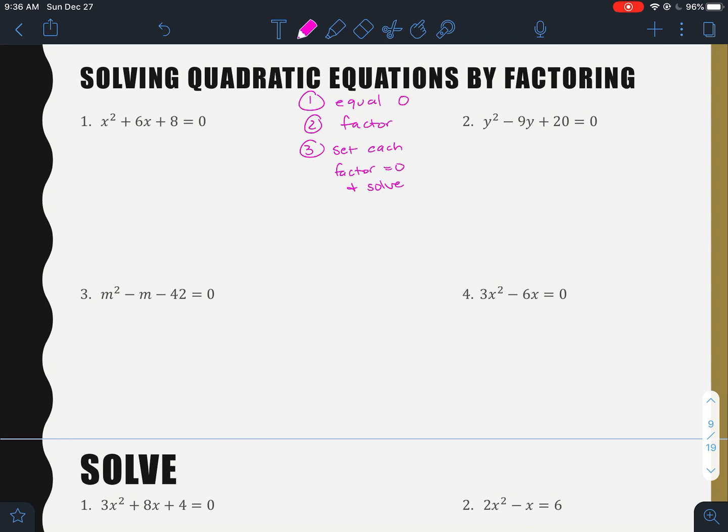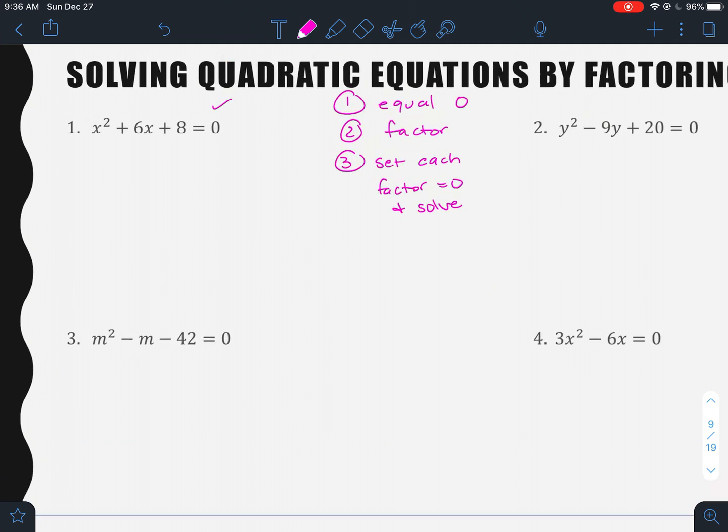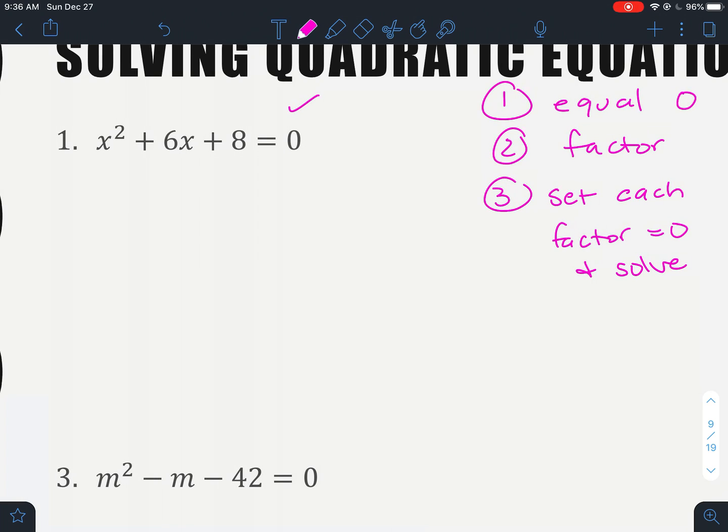So in number 1, x squared plus 6x plus 8 equals 0. One side equals 0, so we're good. And now we factor. To factor x squared plus 6x plus 8, we need two numbers. When I multiply them together, I get positive 8, and when I add them together, I get positive 6. So that would be 4 and 2. So I get x plus 4 times x plus 2 is equal to 0.